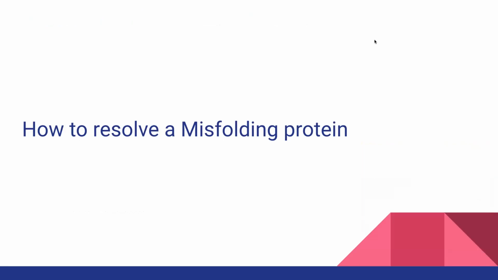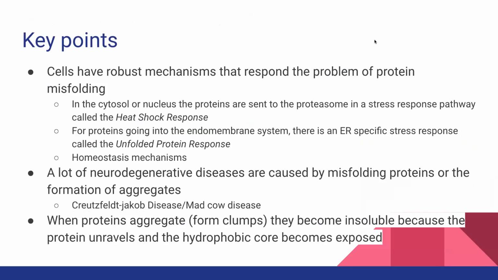So how does the cell go about fixing these problems? We have a few different responses that you're responsible for knowing. So the heat shock response in the cytosol and nucleus, and then the unfolded protein response for the proteins that go into the endomembrane system.